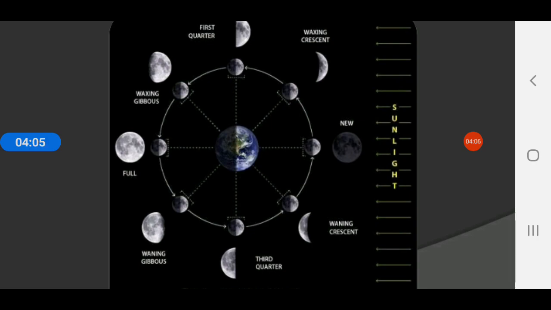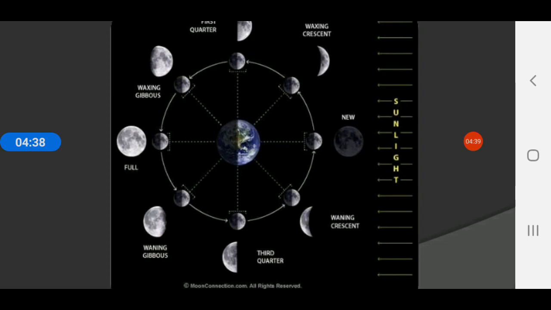This is the image to show the phases of moon. You see sunlight is coming from right side, and when the sunlight is falling on the moon, when the dark portion is towards the earth, new moon day is there. When the full illuminated portion is towards the earth, full moon day is there, and in between waxing and waning of moon is taking place. The similar image is there in your book as well. You can study this image from the book also.